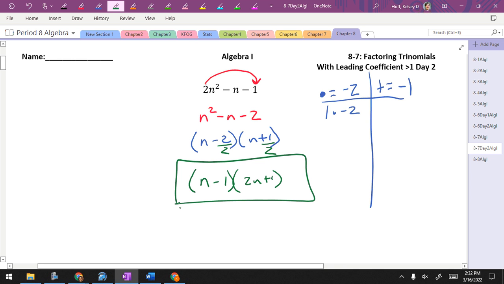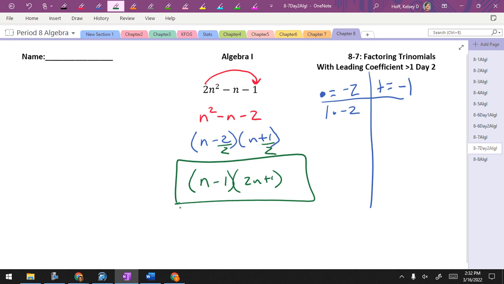Technically, could you check your work? Yes, and Jackson brought this up the other day. If you multiply these back together, you should get this. Now, when it comes to your quiz on Tuesday, do the whole quiz before you start double checking, right? It's great to double check, but get through the whole thing before you start looking at other stuff.